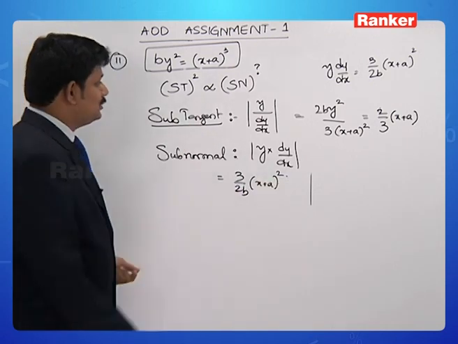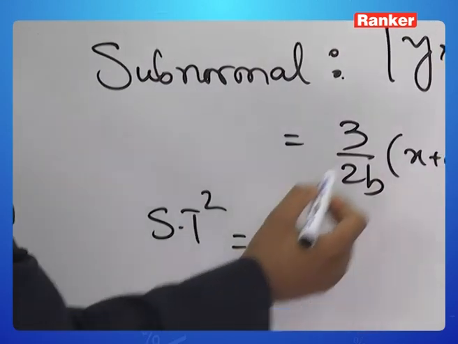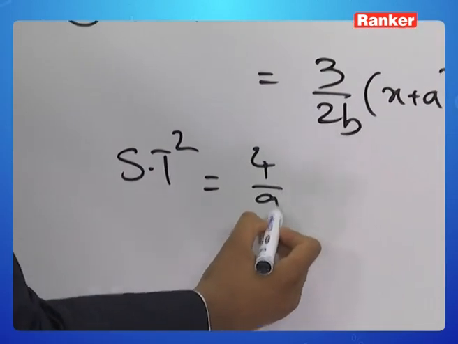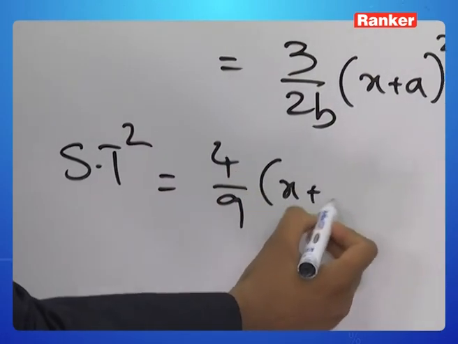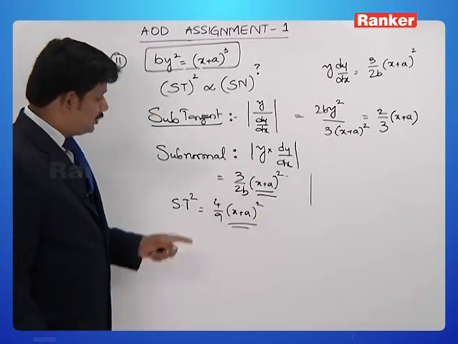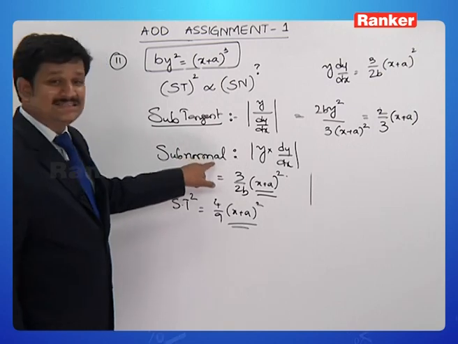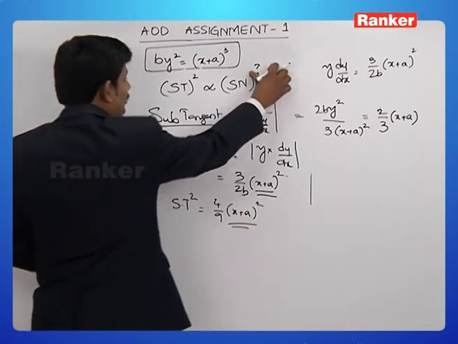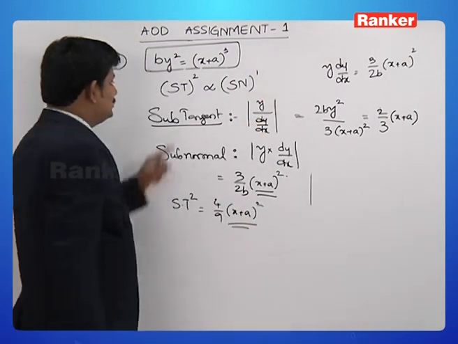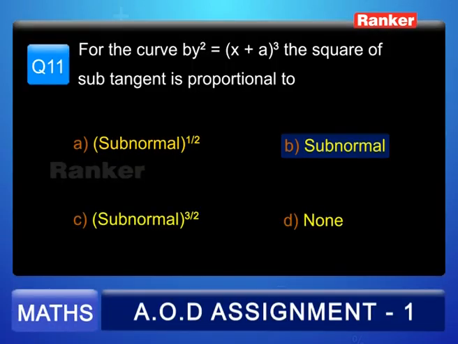So the subtangent whole square is nothing but 4 by 9 into (x plus a) whole square. We can see that the (x plus a) whole square term is common in both. So the subtangent whole square is proportional to the subnormal. So the power of the subnormal is 1. The subtangent whole square is proportional to the subnormal. It is option B.